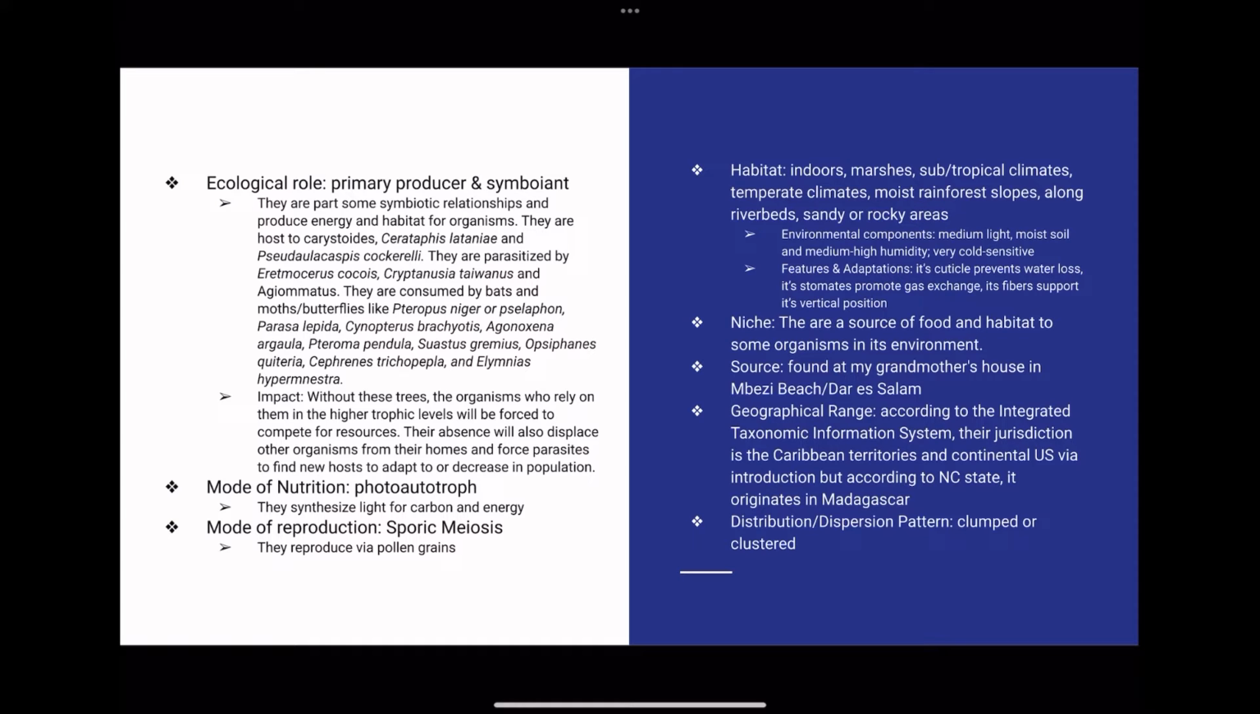Ecologically, it is a primary producer and it's a symbiote. It's part of some symbiotic relationships, and they produce energy and habitat for some organisms. It is host to a number of organisms and is parasitized by a number of organisms, and they are typically consumed by bats, moths, and butterflies, hence its common name.